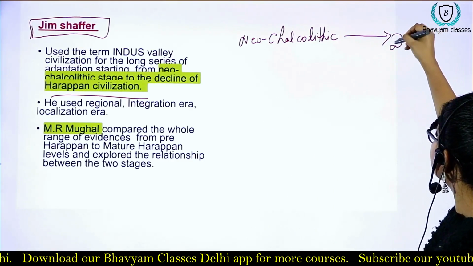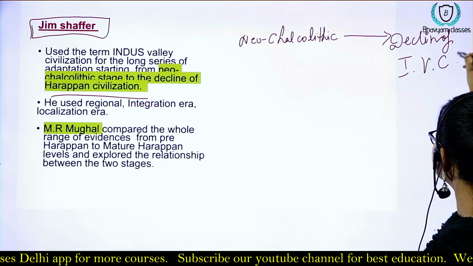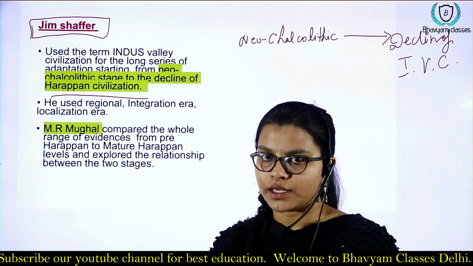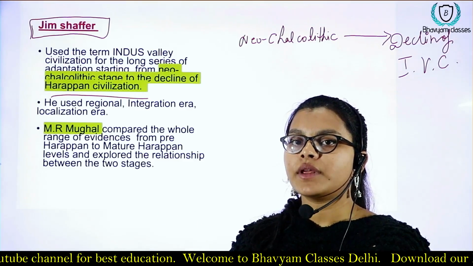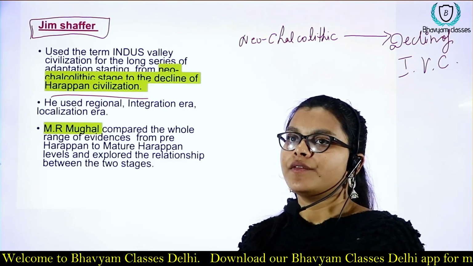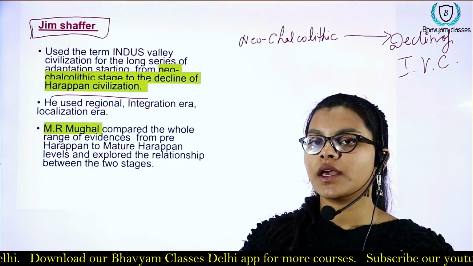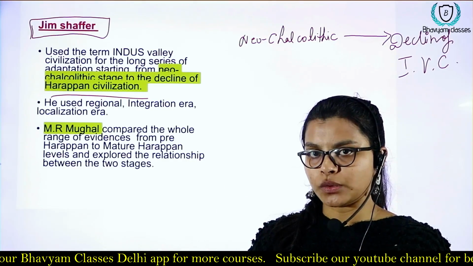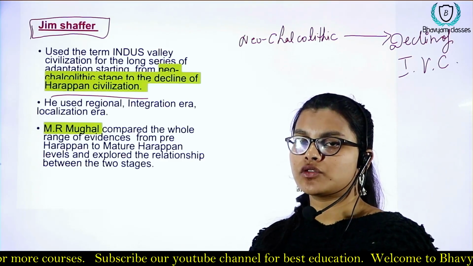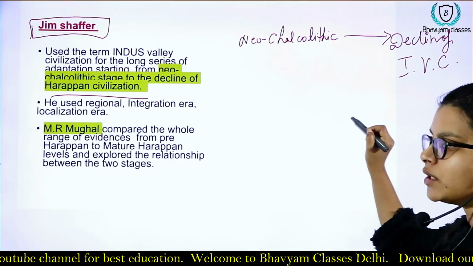to the decline of the Indus Valley civilization. Fine. So Neo-Chalcolithic age: after the Neolithic age comes the Chalcolithic age. When the Chalcolithic age started, we also refer to it as the Neo-Chalcolithic age, because here also we find fewer copper tools and a lot of stone tools, and we find composite tools also. One part is made of copper and another part is made of stone. That is why we refer to that particular age as the Neo-Chalcolithic age.